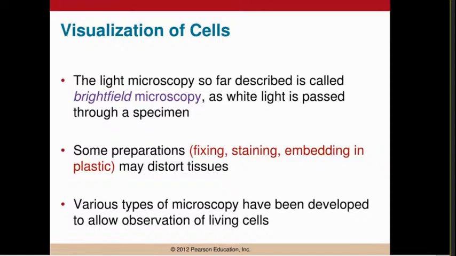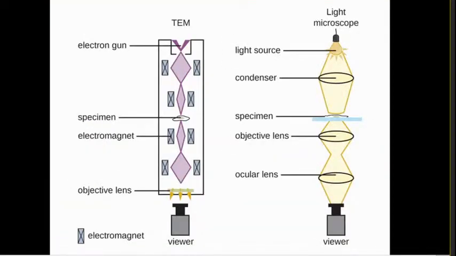There are various types. Here I'm explaining two things. One is the TEM, the transmission electron microscope, which is the advanced level of microscopy. Another is the light microscope, which is a very basic technique, a very, very basic thing in the experiment.